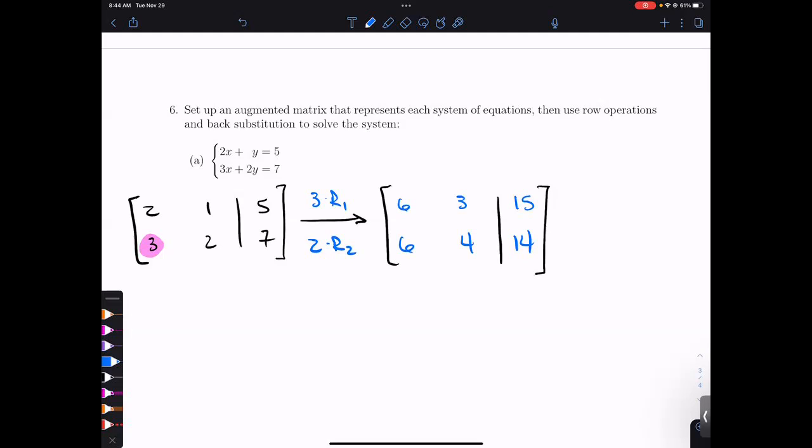Okay, well, that was to get the terms to match in that first column. Now I want this one to go away. So what should we do to get this to go away? Correct.